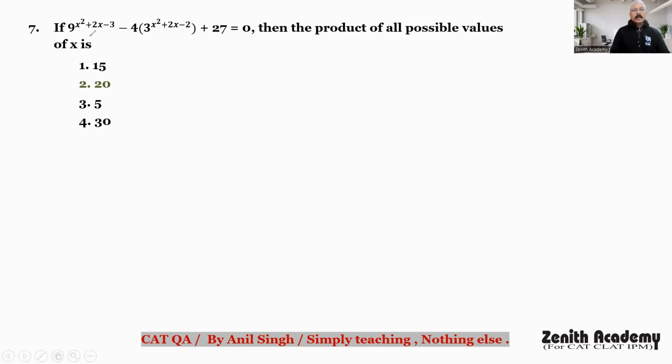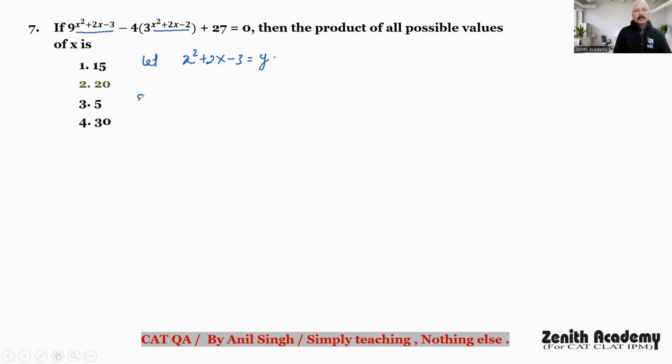Now, next question. If 9 to the power x square plus 2x minus 3, minus 4 into 3 to the power x square plus 2x minus 2, plus 27 is equal to 0, then find the product of all possible values of x. Okay, here 9 to the power x square plus 2x minus 3, and here is given 3 to the power x square plus 2x minus 2. So, okay, let x square plus 2x minus 3 is equal to y.